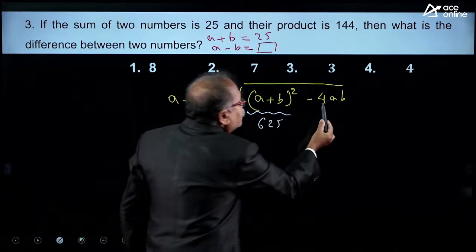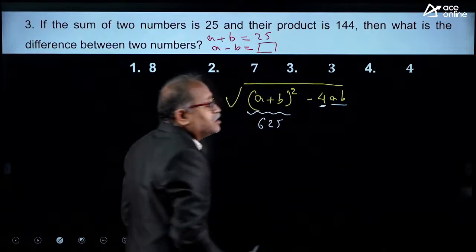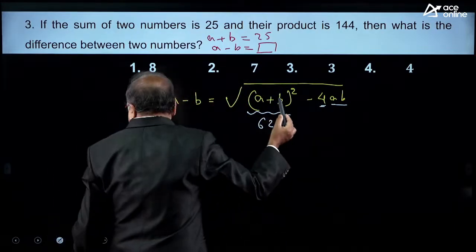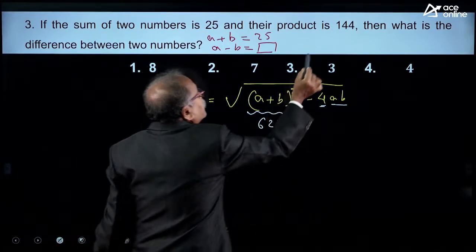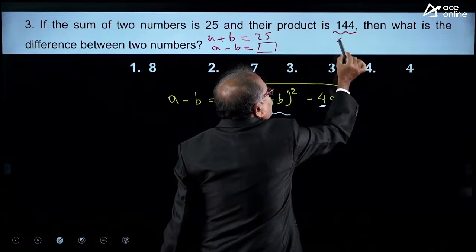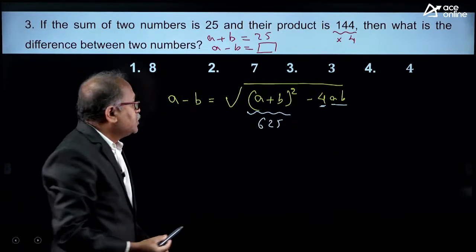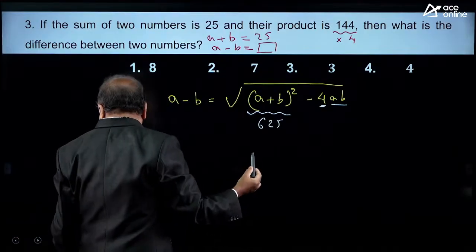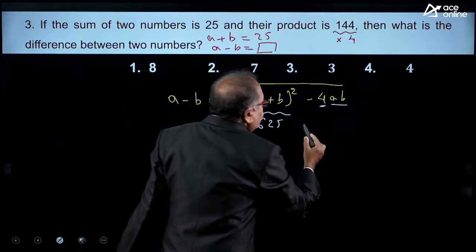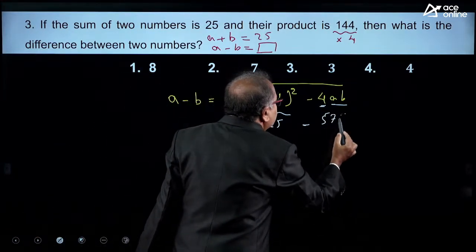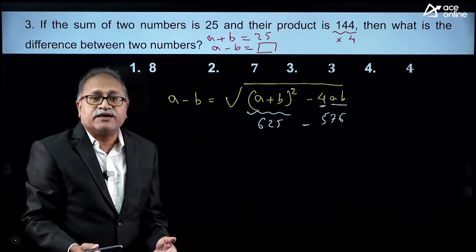And here 4 times of the product, and the product is also given to us, my dear friends. So I can see that 144 into 4, and that comes 576. So take this value over here, minus 576, you are getting A minus B.